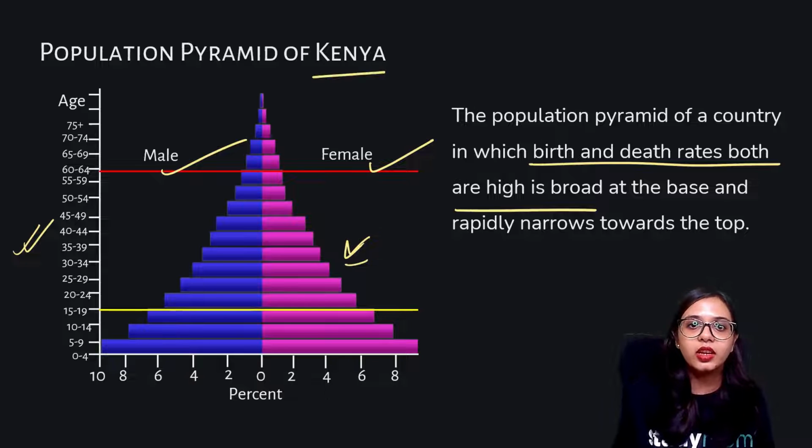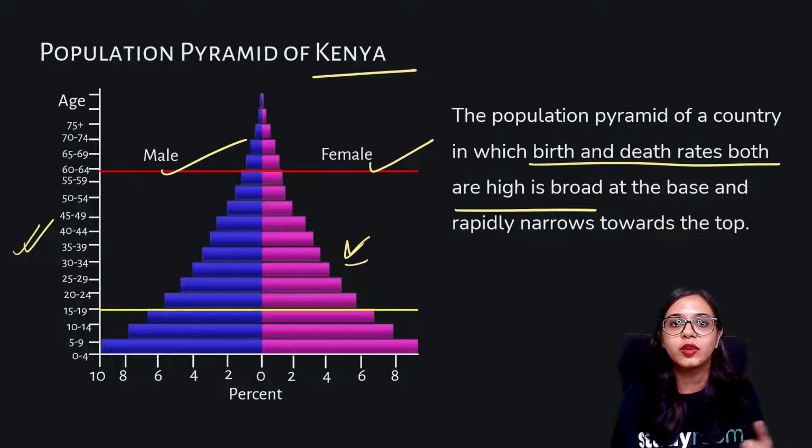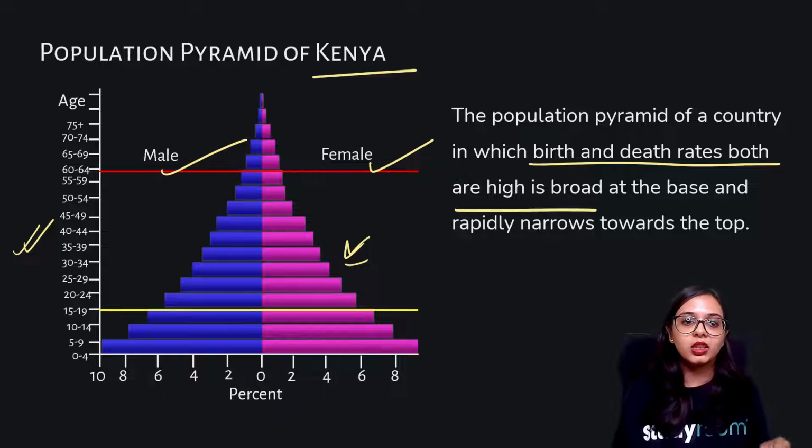In the case of Kenya, if you remember, in the previous part of the chapter I explained to you that Kenya has a higher rate of birth as well as death. Because both birth and death rates are high, the base is broad, because the number of births is high, so the base would be broad.